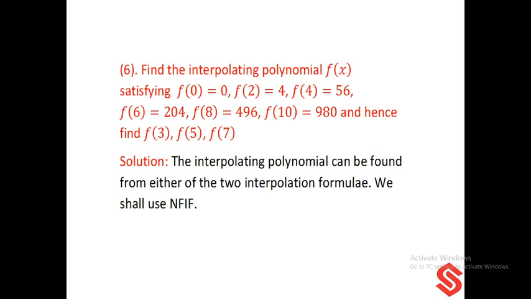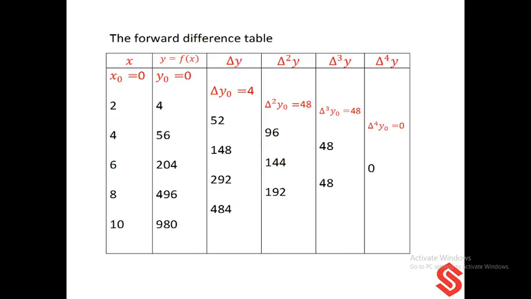Here we have to find the interpolating polynomial. So by using Newton's forward interpolation formula, let us obtain the interpolating polynomial. First let us construct the forward difference table. First column the values of x, second column the values of y, next the first difference delta y, then the second forward difference delta square y, the third forward difference delta cube y, and the last column delta power 4 y.